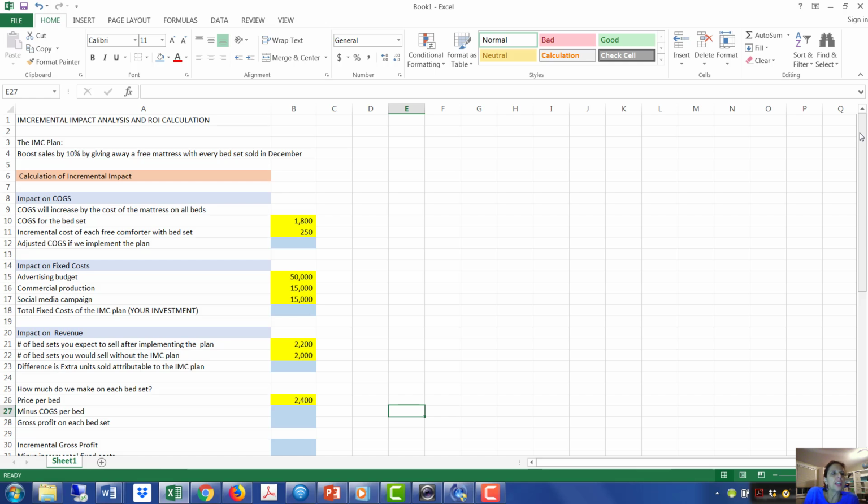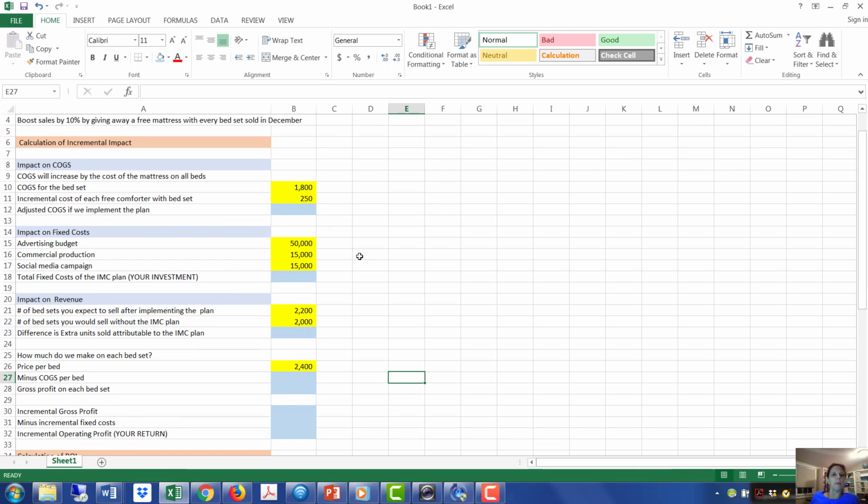All right, so the very first thing is, what is the plan? Well, the plan is to boost sales by 10% by giving away a free mattress with every bed set that we sell in the month of December. So the first thing we have to do is ask ourselves, is there an incremental impact on the cost of goods sold? And there is, because the cost of goods sold will increase by the cost of the mattress on all of the beds we sell in the month of December.